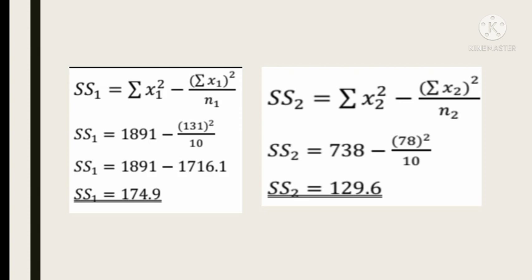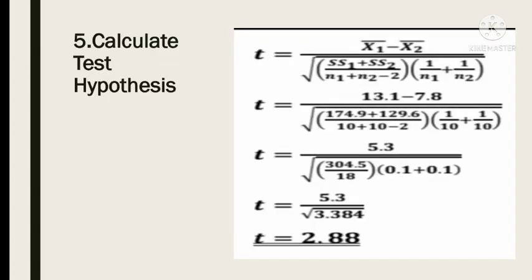So since we already have the values of the sum of squares of group 1 and the sum of squares of group 2, we're going to proceed to calculating the test hypothesis, which is step 5. So t is equal to x bar sub 1, or the mean of group 1, minus the mean of group 2, or x bar sub 2, all over the square root of SS sub 1 plus SS sub 2 over n sub 1 plus n sub 2 minus 2, times 1 over n sub 1 plus 1 over n sub 2.